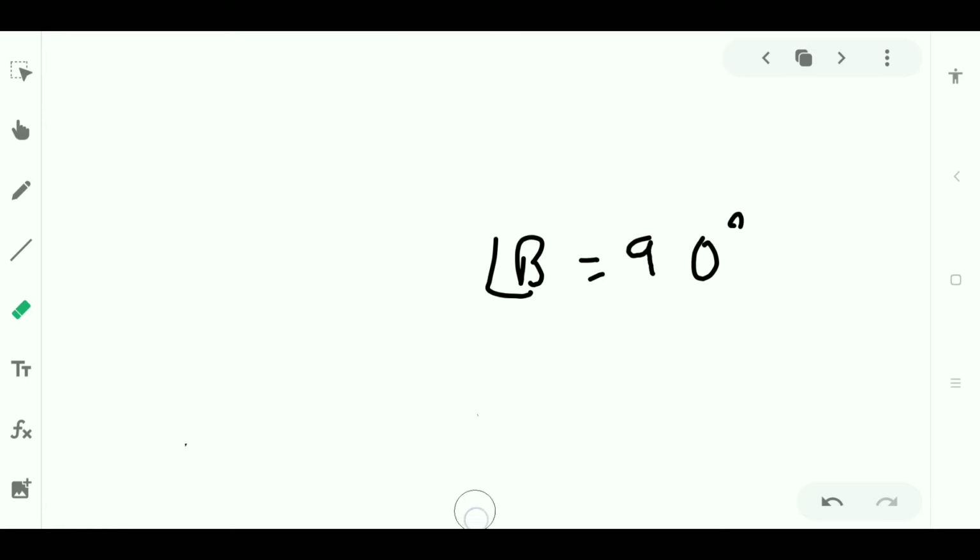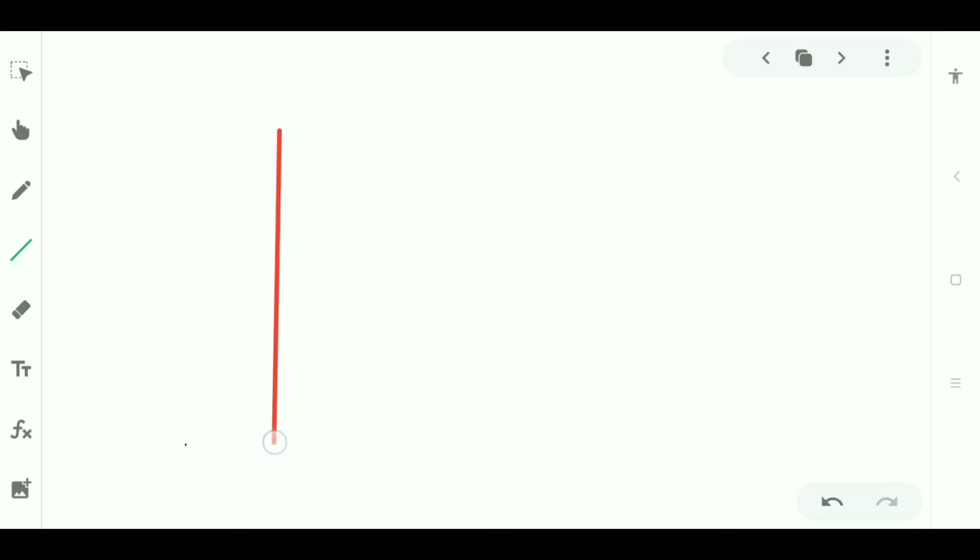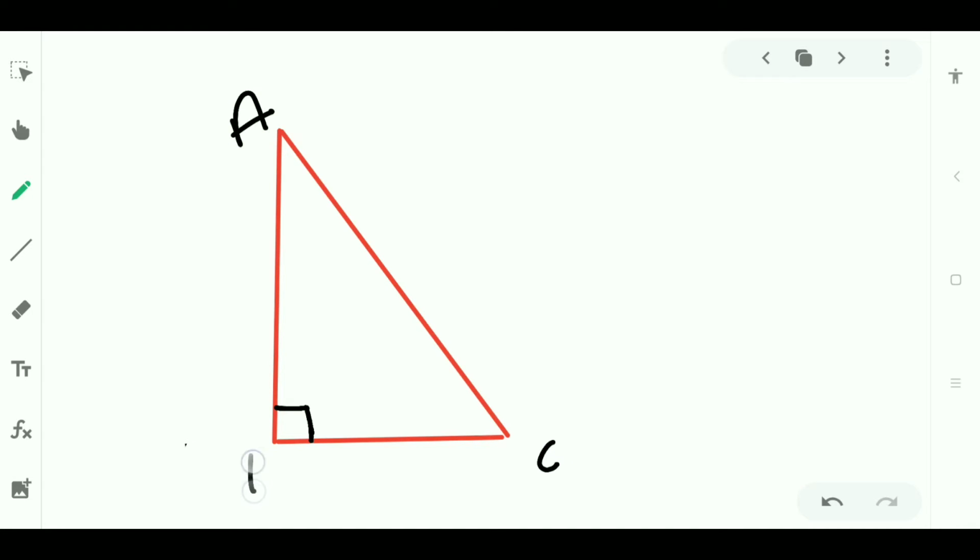Now let us take a right angle triangle. This is the hypotenuse. Hypotenuse is the side opposite to the 90 degree angle. The side AC here is the hypotenuse, because it is opposite to angle B, that is 90 degrees.